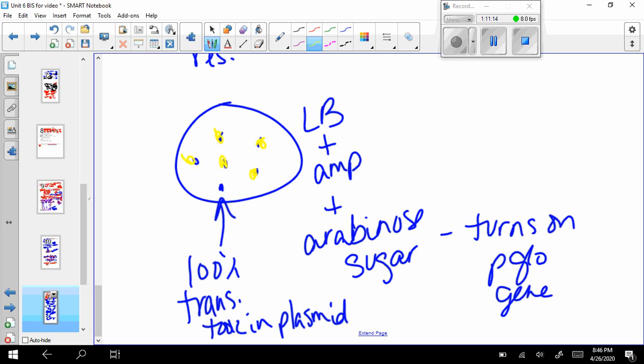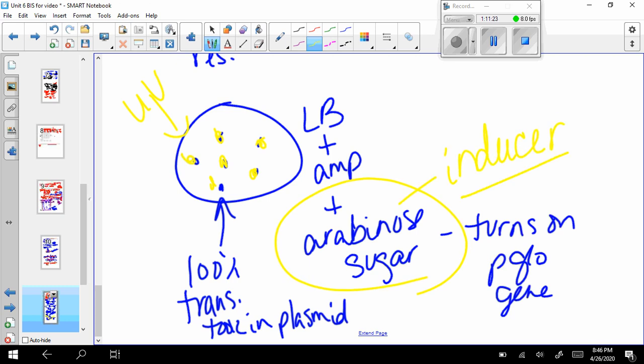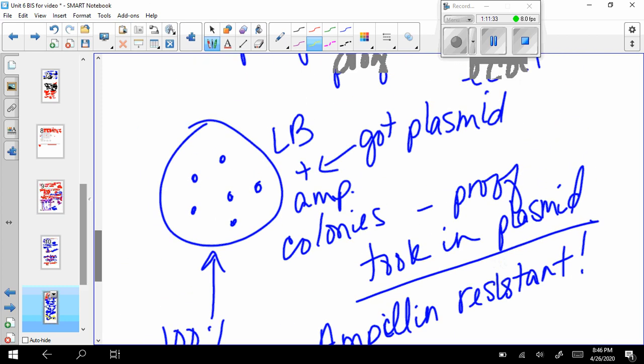Glowing, glowing, glowing. When you shine UV light on them, they glow. And that's because they have the inducer molecule. When the inducer molecule is on, the P-glow gene is turned on and it makes the glowing protein. So that is what we did, and those are the controls that we set up for it.